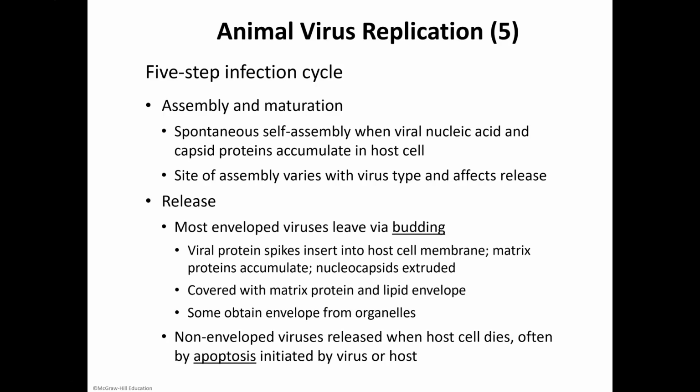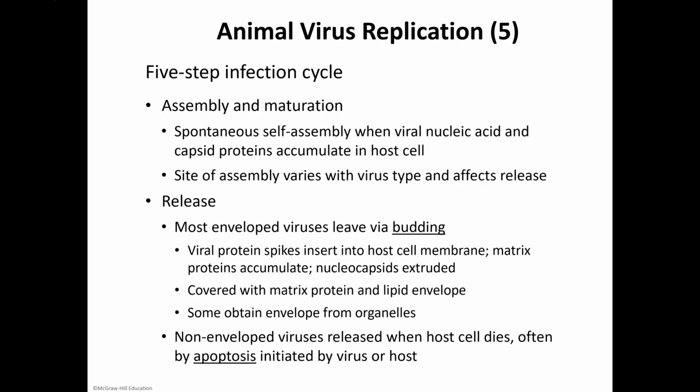The last two steps then are assembly and release. Assembly and maturation are just the production of the new fully complete virus. And then release occurs when the virus leaves the cell. So viruses, when they leave the cell, will leave via budding or via apoptosis, depending on the type of cell or the type of virus and the type of process that occurs.